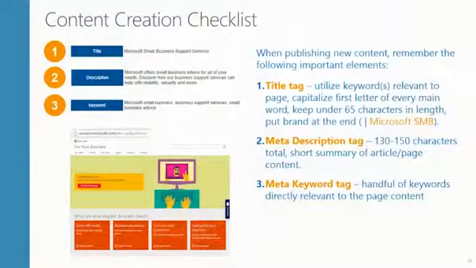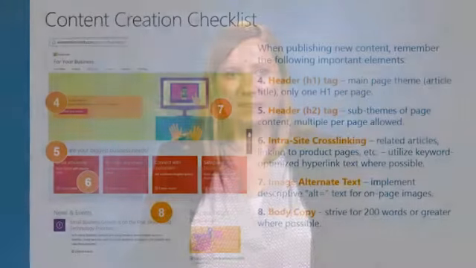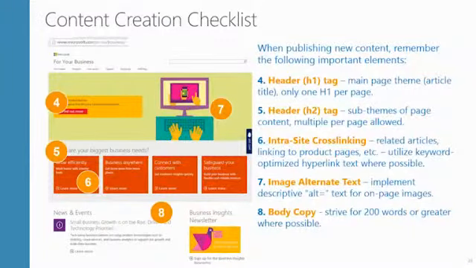So from a content creation checklist, again, make sure you use your title tags, a meta description tag, and meta keyword tag. So this is telling the crawlers on the back end what's relevant and where to rank. Have a checklist in terms of your header, so an H1 and an H2 tag. So this is actually what will be pulled into that result.